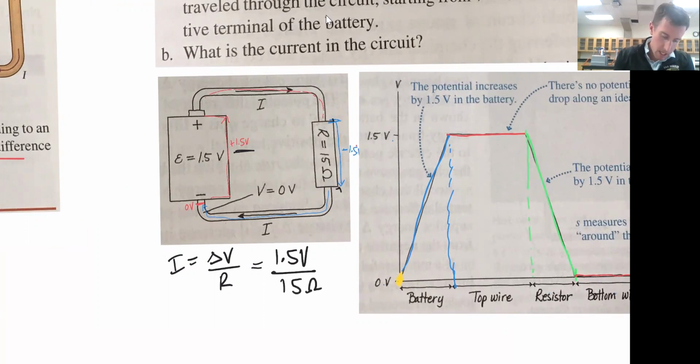And this is part B. And so then the current equals 1.5 divided by 15, 0.1 volts divided by ohms, and then that converts to amps. So 0.1 amps would be the current all the way through the circuit, and that current would stay the same for the entirety of the circuit. Okay.